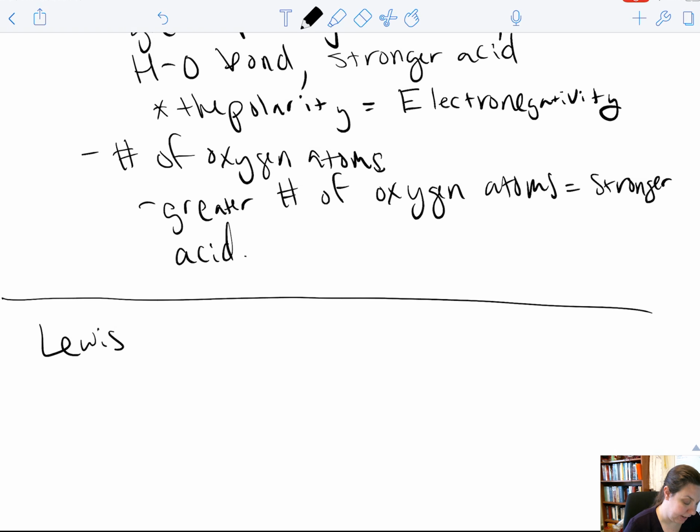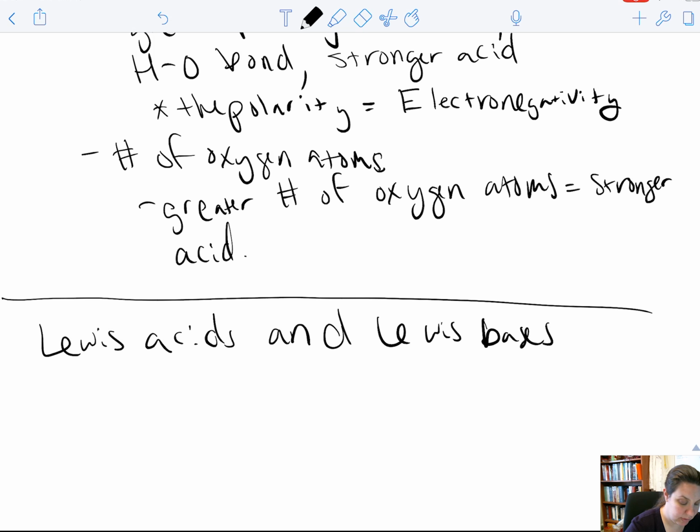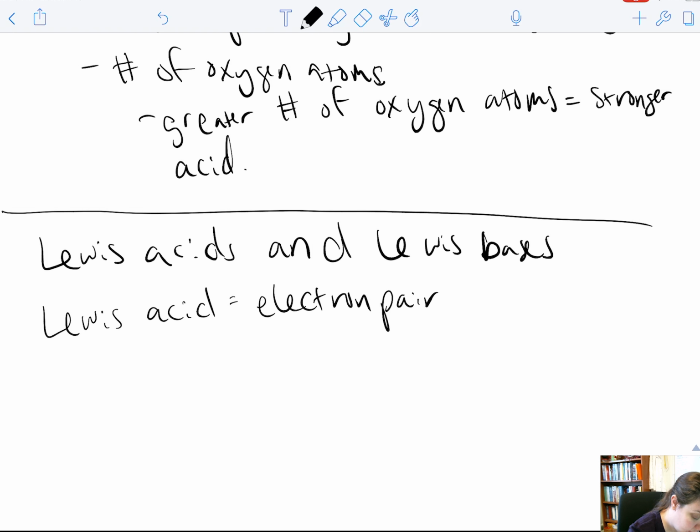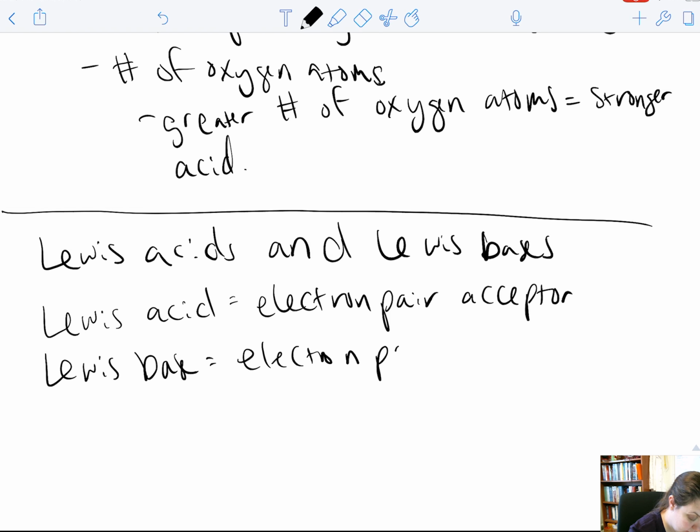Okay, we're now going to look at Lewis acids and Lewis bases. Remember, a Lewis acid is going to be an electron pair acceptor. And a Lewis base is an electron pair donor.